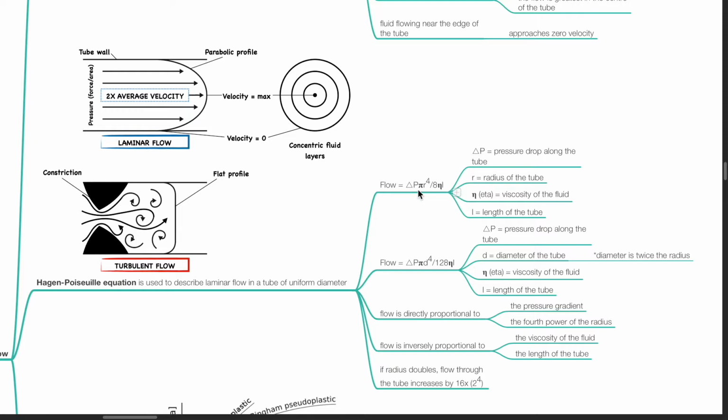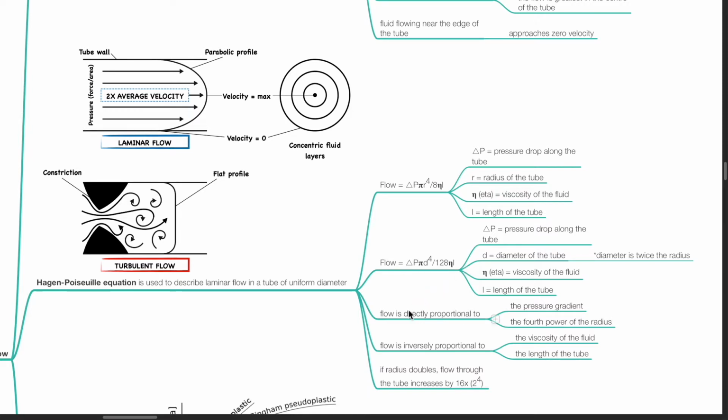Flow equals delta P pi r to the power of 4 divided by 8 eta L, where delta P refers to the pressure drop along the tube, r refers to the radius of the tube, eta refers to the viscosity of the fluid, and L the length of the tube. It can also be expressed as flow equals delta P pi diameter to the power of 4 divided by 128 eta L.